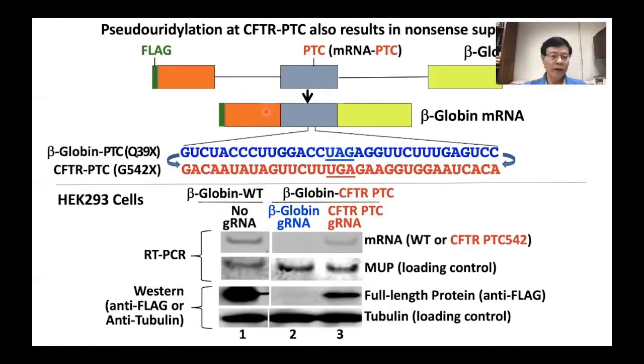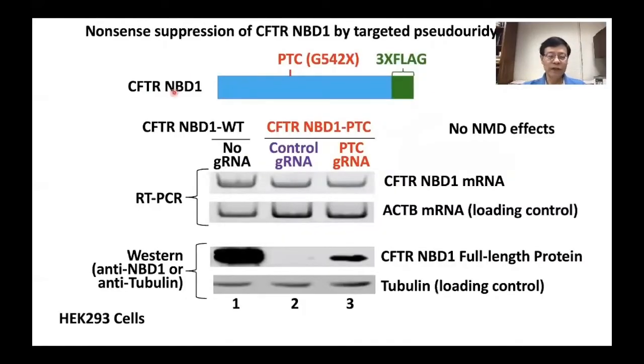So we then looked at a different gene. It's really a CFTR gene, but a truncated gene encoding the N-terminal binding domain. In this sequence, either it's a wild type or it's a sequence with a PTC at the naturally occurring site, G542. So both a wild type or PTC containing gene. For the wild type, when transfecting into HeLa HEC293 cells, we detect messenger RNA and a high level of protein.